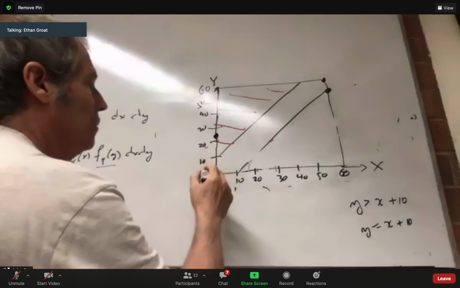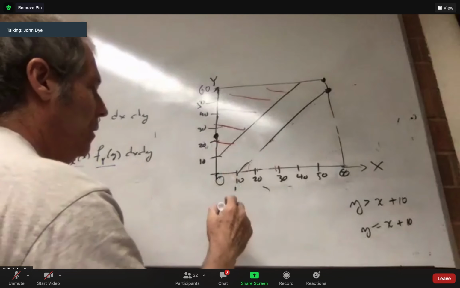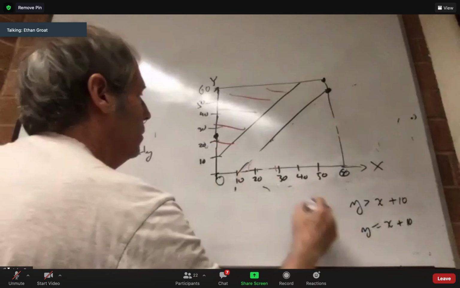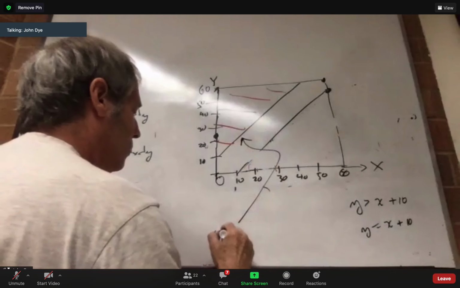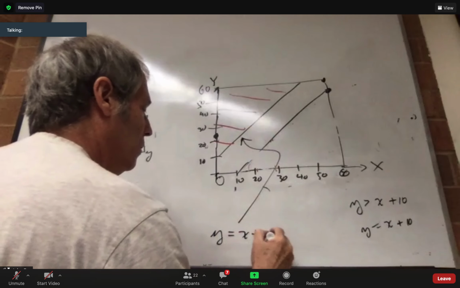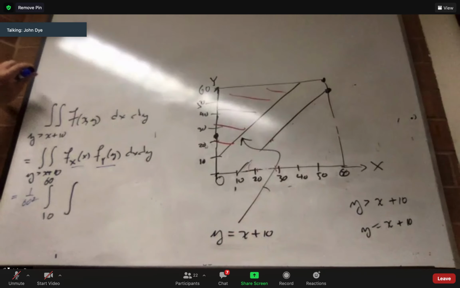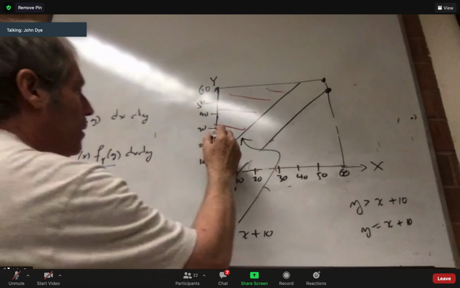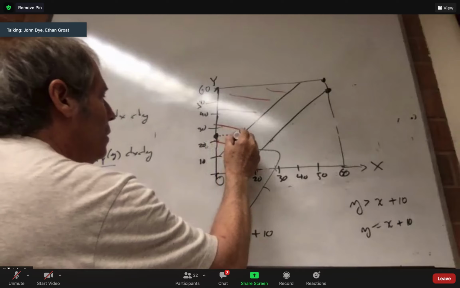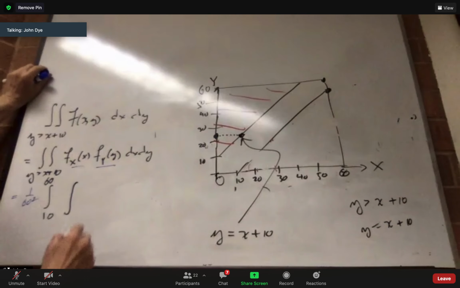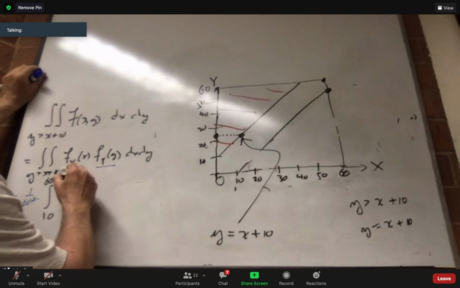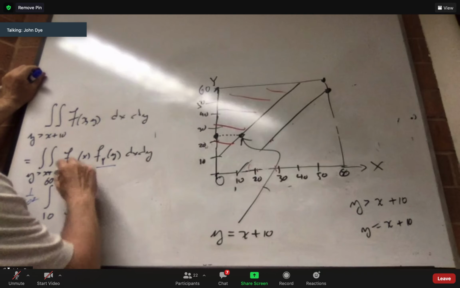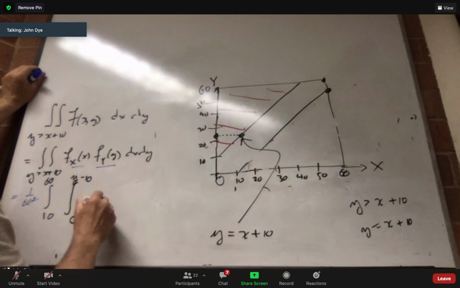Look at that line right there. What is that? y equals x plus 10, right? So definitely your x goes from 0 to where it hits that line. Oh, the x is y minus 10. Yeah, that would be y minus 10, right? Yeah. And these have already been taken care of. They were simple.